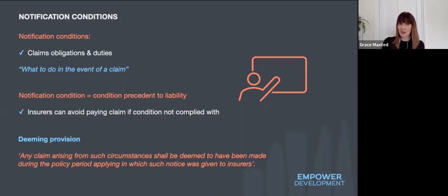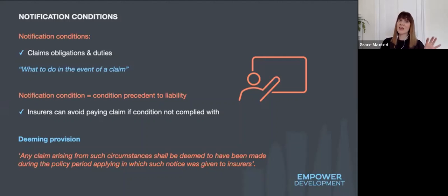If they have a circumstance that's likely to give rise to a claim, we have what we call a deeming provision, and that's at the bottom of the screen there. I'll just read that out. Any claim arising from such circumstances shall be deemed to have been made during the policy period applying in which such notice was given to insurers. So what does that mean in practice?